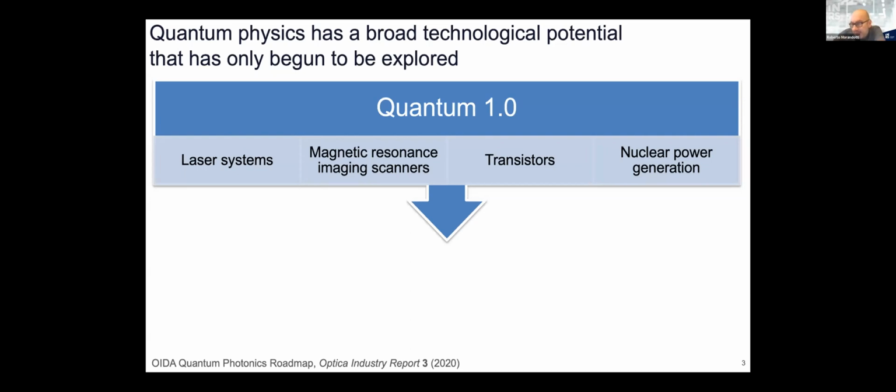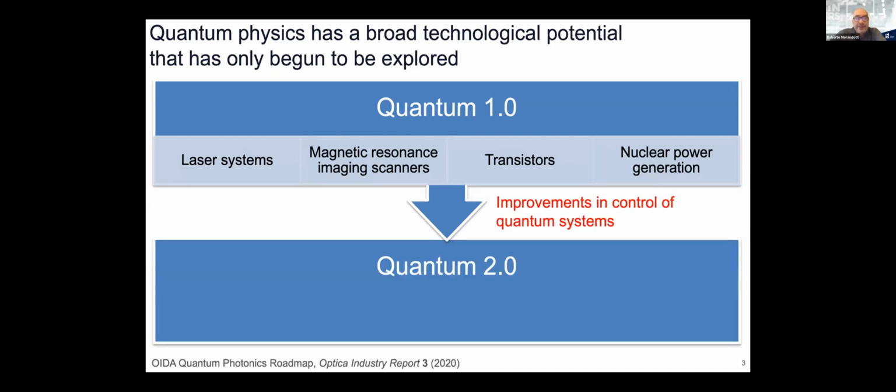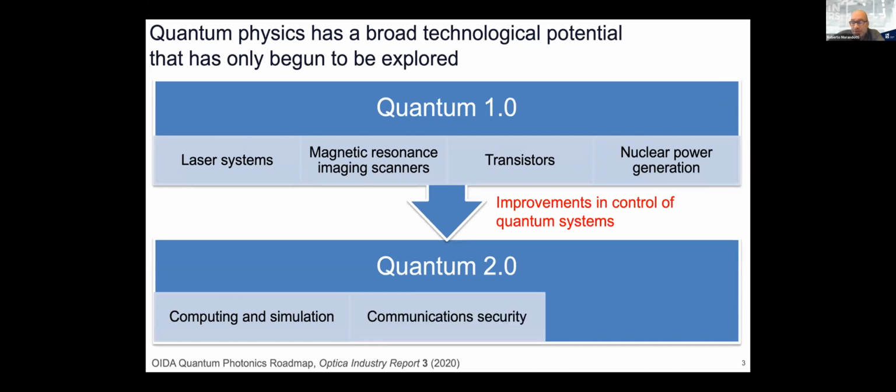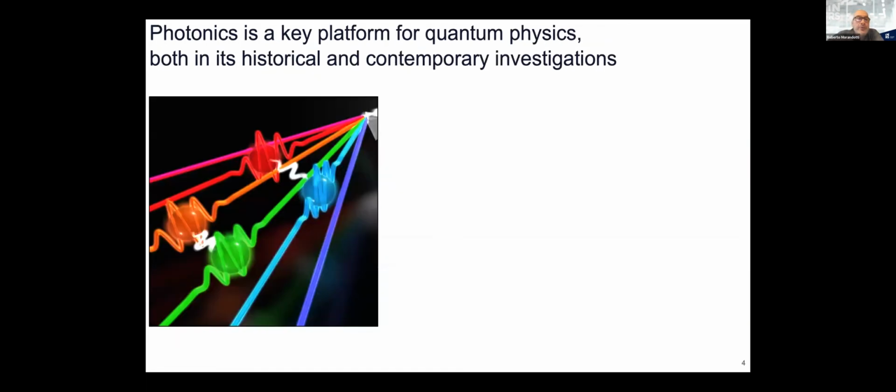More recently, there have been quite significant technological developments, and people are starting to look at improving control of quantum systems. And that's what leads us to talk about quantum 2.0. In particular, we think about that for computing and simulation, for communication security, and for sensing and timing. So there is a host of new applications coming to life more recently.